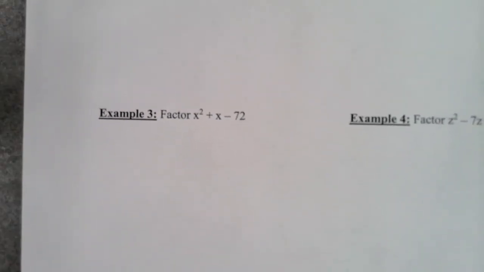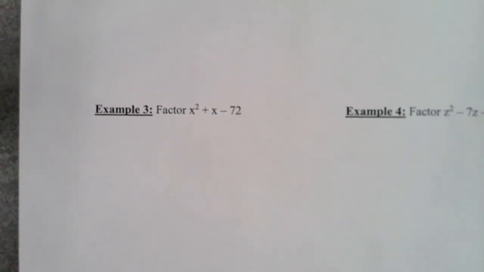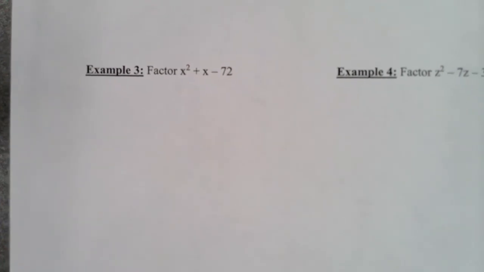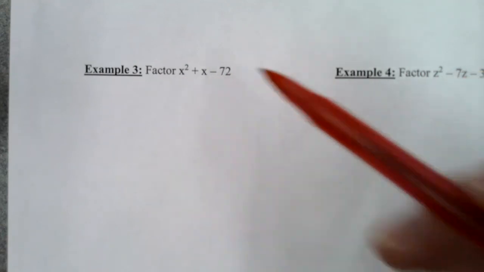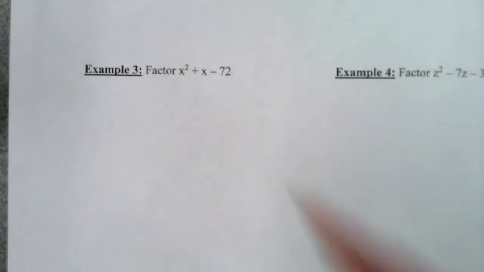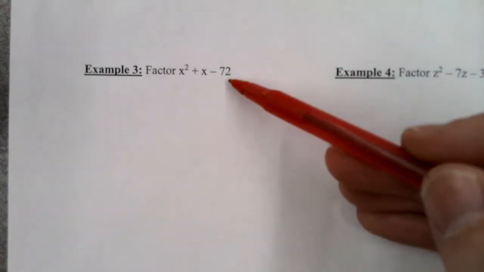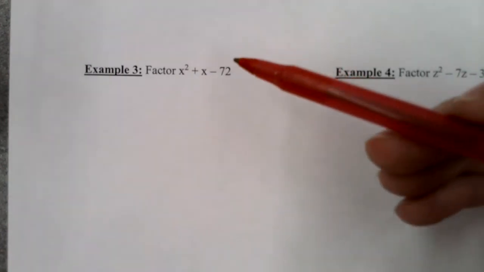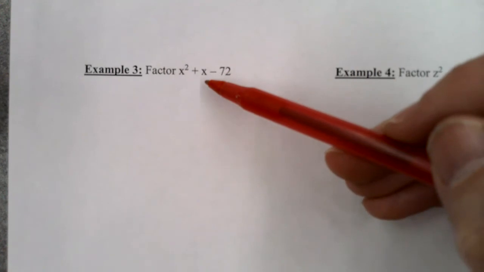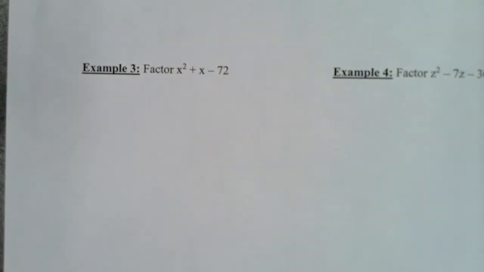Another one, factor x squared plus x minus 72. Okay, so again, you have a quadratic. It's a trinomial, 3 terms, and the leading coefficient is 1. So that means all you have to do is find two numbers that multiply to negative 72 and add to 1. So take a second, think about it, pause the video if you have to. But it's going to be 9 and negative 8.